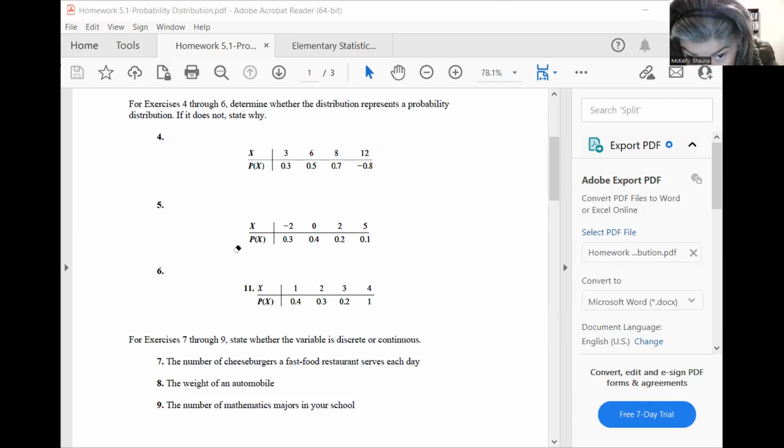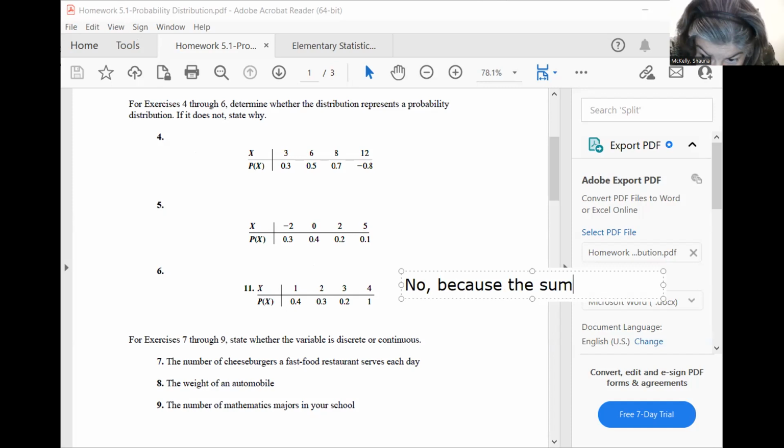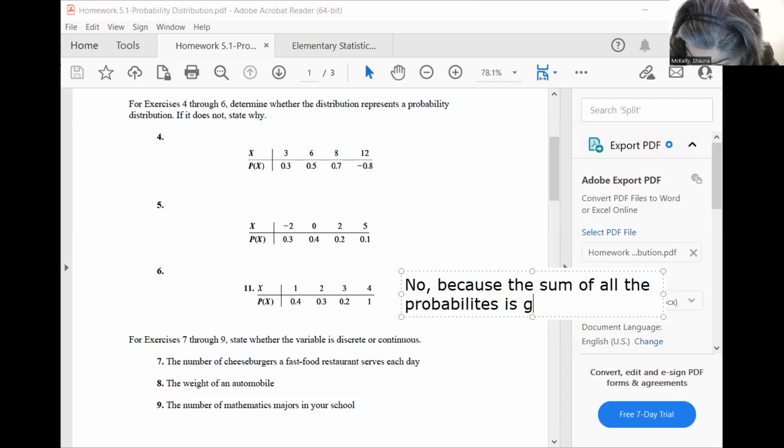So 6 would be no. So once again, 4 was no because of the negative probability. 5 was yes, and 6 is no because of the sum. Okay, so 6 does not represent a probability distribution. So you would say no, because the sum of all the probabilities is greater than 1. Okay, so not a big deal there.